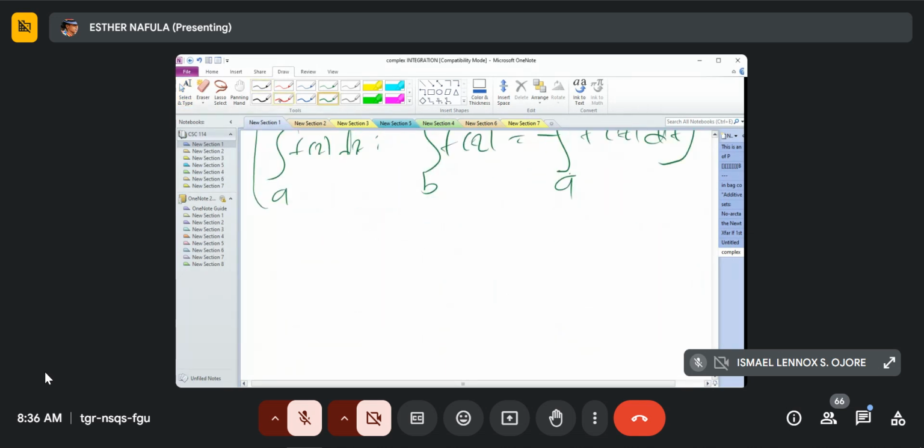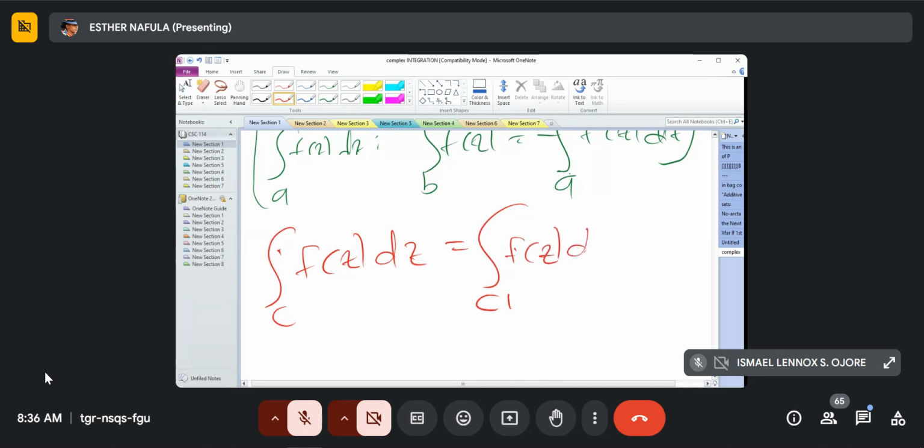It also satisfies the linearity property. You can actually split the integral so that you are having several curves, say C1 through to Cn, so plus the integral over Cn.